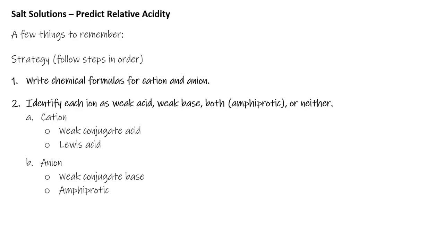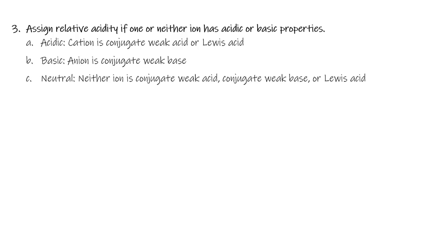After this initial assessment, there are three strategies to determine relative acidity depending on which ions have acid-base properties: one ion or neither ion, both ions, or the anion is amphiprotic. If the cation is a conjugate weak acid or a Lewis acid, the solution is acidic. If the anion is a conjugate weak base, the solution is basic. And if neither ion has acid-base properties, the solution is neutral.